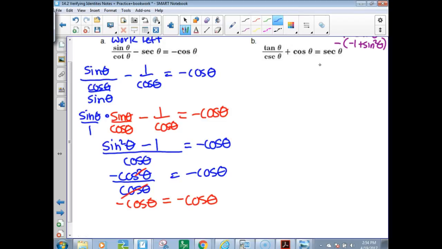Okay. On B, looks like the left side again is the complicated side. I don't know what I'd do with the secant theta over there. So I'm just going to work on this left side. All right. I don't see any squared stuff, so I'm not going to be using Pythagoreans yet on any of those identities. So I'm going to start trading sines and cosines. The tangent is the sine theta over the cosine theta. Got to get that memorized if you haven't already. The cosecant is 1 over the sine.